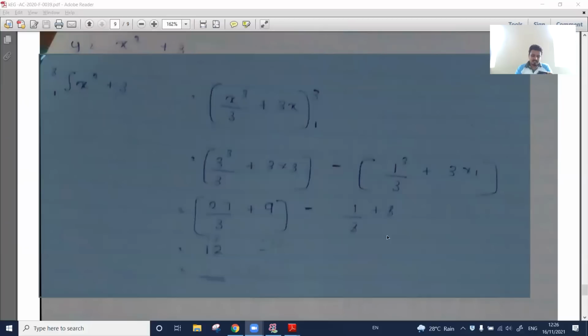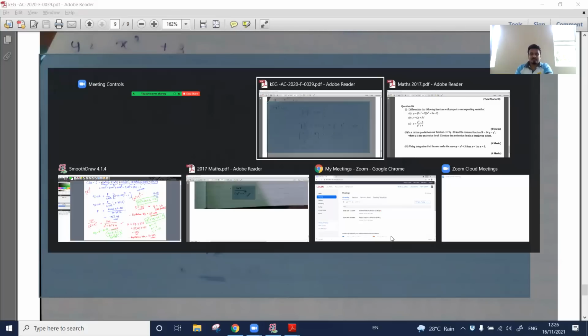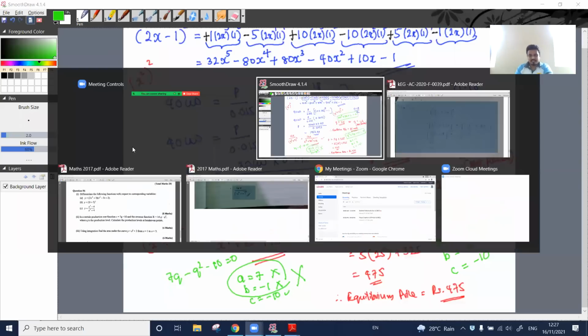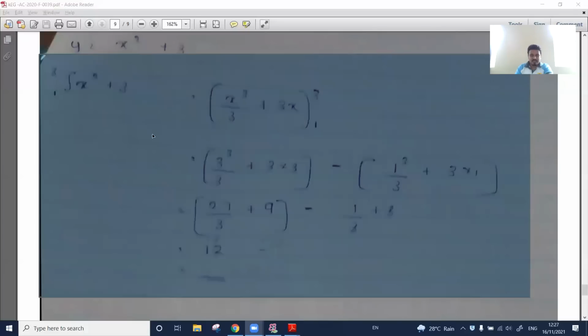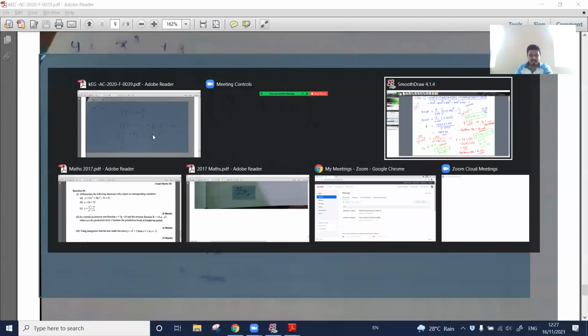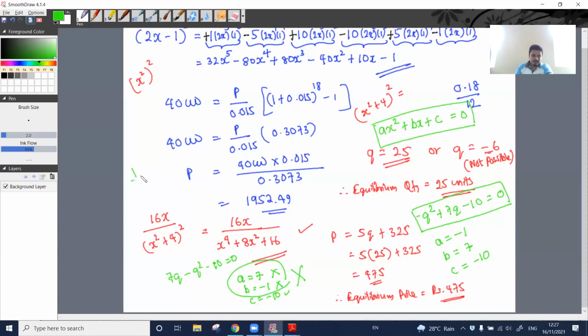1 over 3 plus 3, what should it be? 3.33, isn't it? Yes, 3.33. The answer should be 3.33. How did it become 4? Simplifying fractions. Write it here. I know how it became 4. Did you take 3 plus 1 as 4? 1 over 3 plus 3.